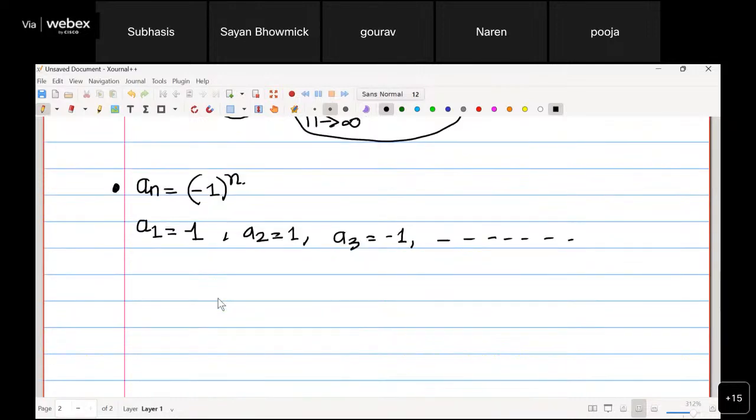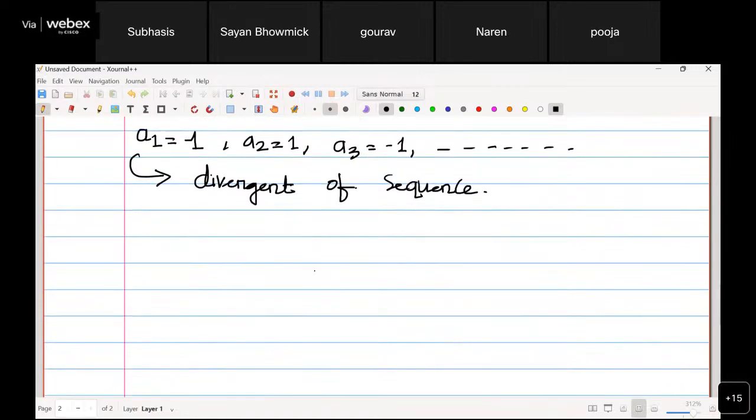So for this divergent sequence, it has no limit. That's why it's divergent. This is a divergent sequence. Let me take one more example. Let's say this is my sequence.